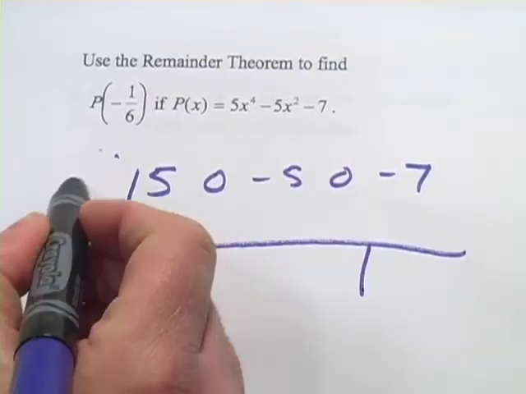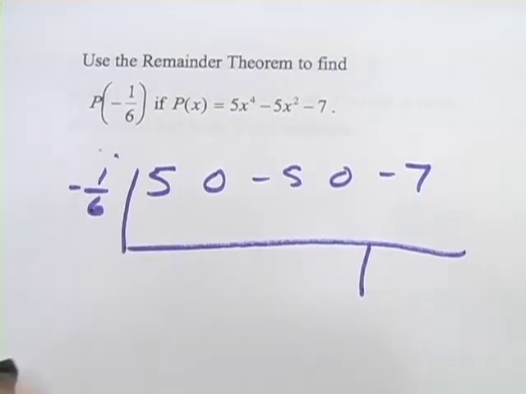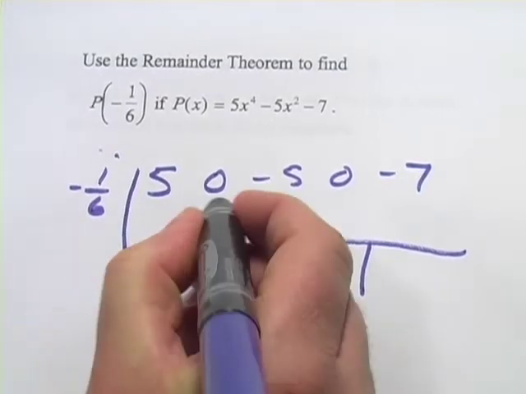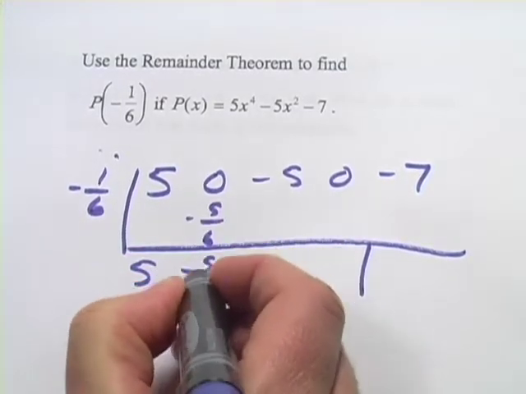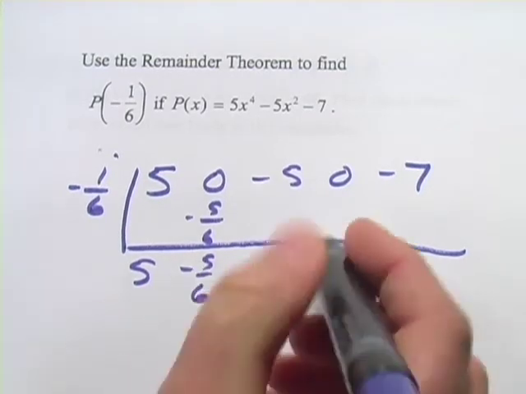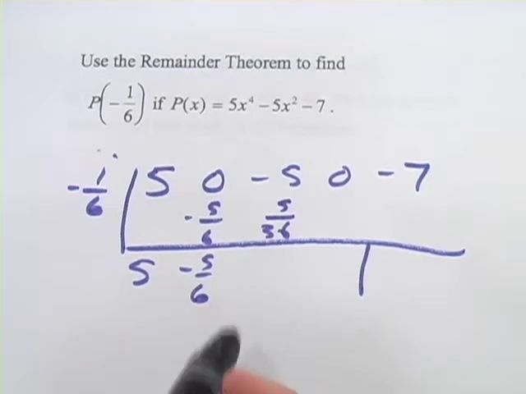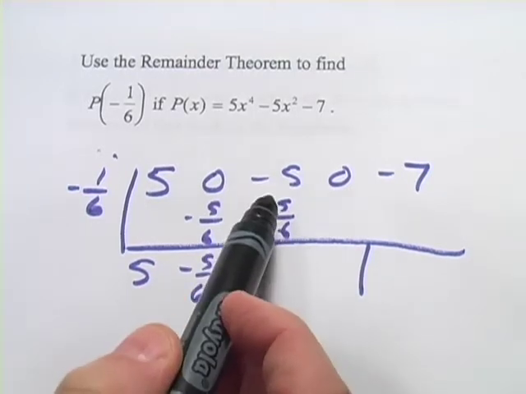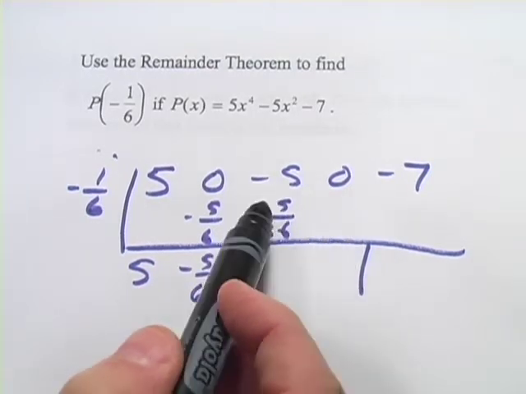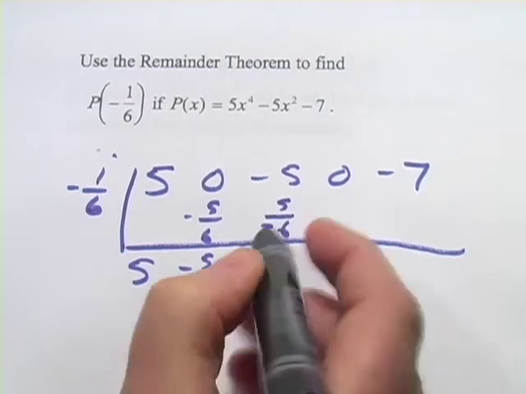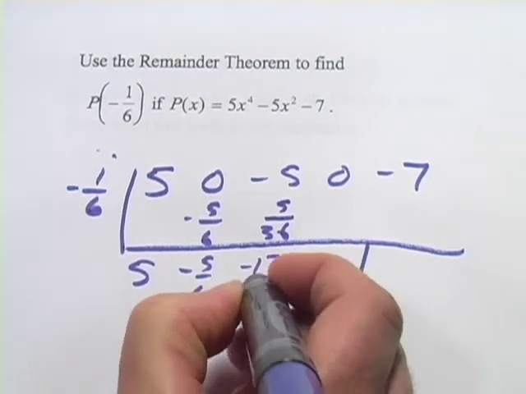And then we'll divide by -1/6, so that's -5/6, and that's a +5/36. And then I'm not going to show all the work here. We convert the -5 to 36 and do the addition here, and I think you get -175/36.